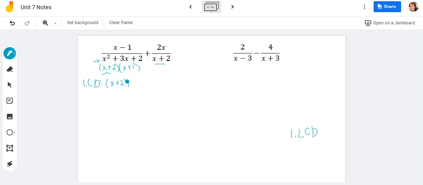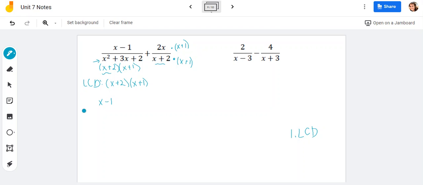But then I also have x plus 1 as a factor that needs to be represented in my lowest common denominator. So this is what I'm going to choose. My left fraction already has my lowest common denominator, but the one on the right does not have this x plus 1. So I'm going to multiply both the numerator and denominator by x plus 1.